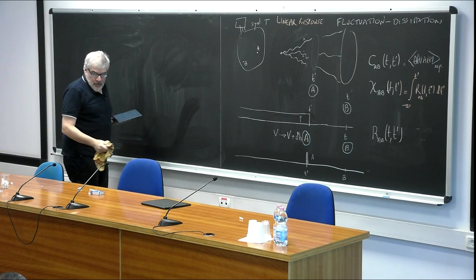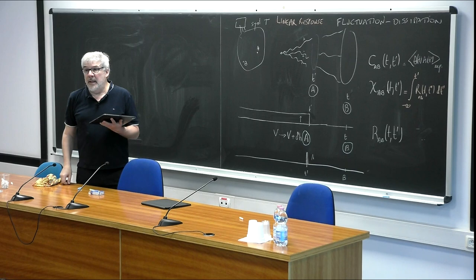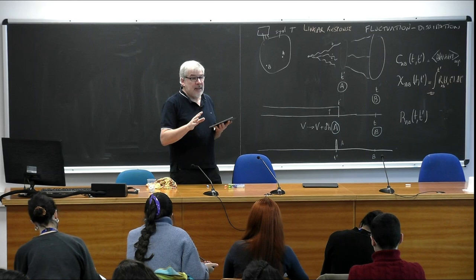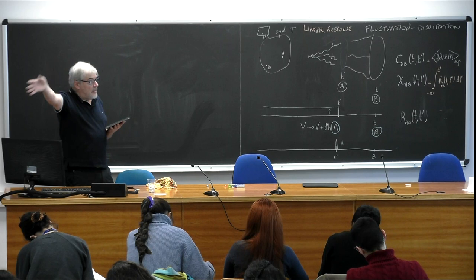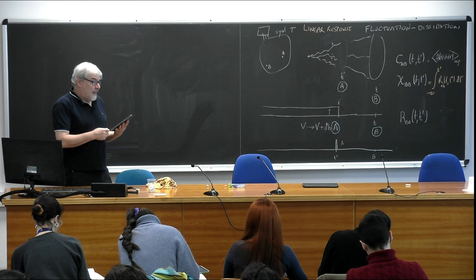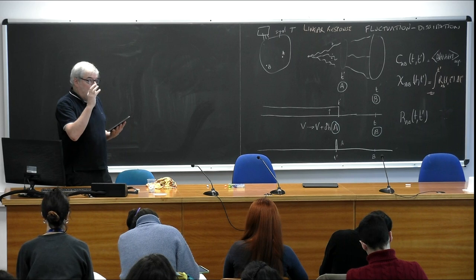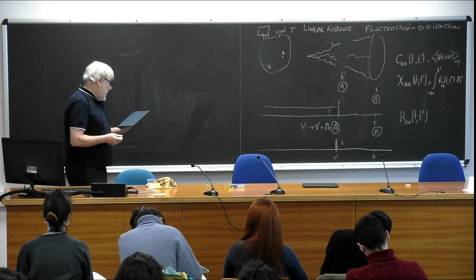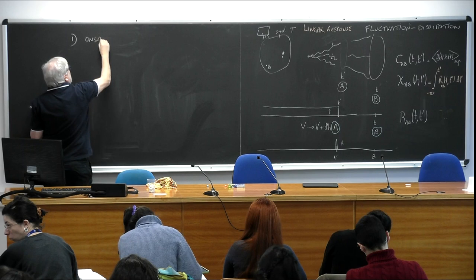Okay, and now we are going to show two results that are for an equilibrium system, only for an equilibrium system, meaning that it's a system that is and stays in equilibrium since time minus infinity forever and ever. And as you will see, these results are intimately related to detailed balance. So, first result is called Onsager reciprocity.